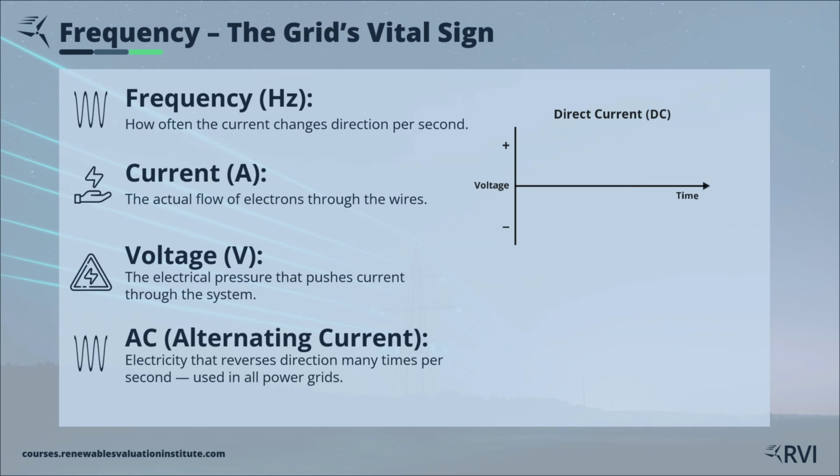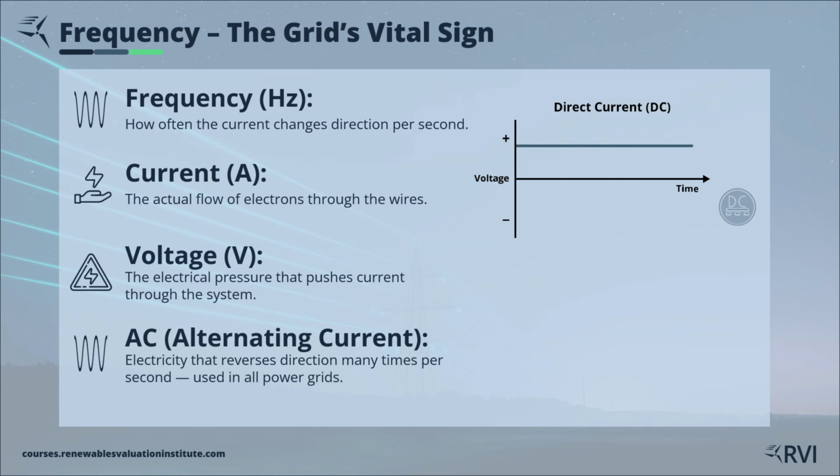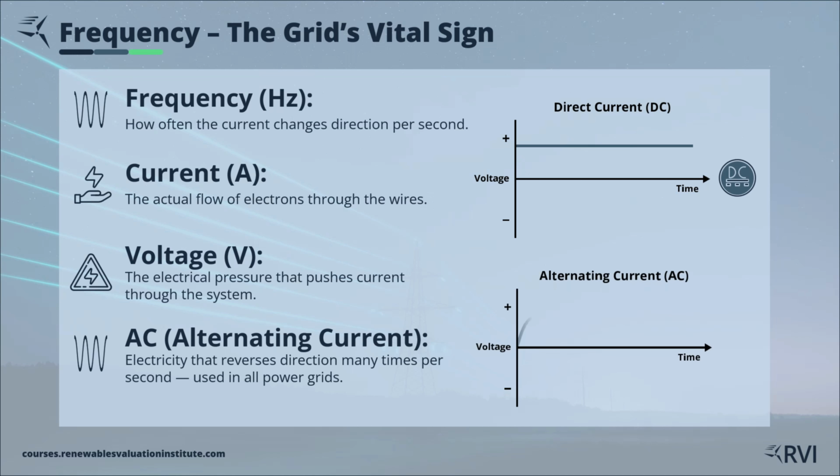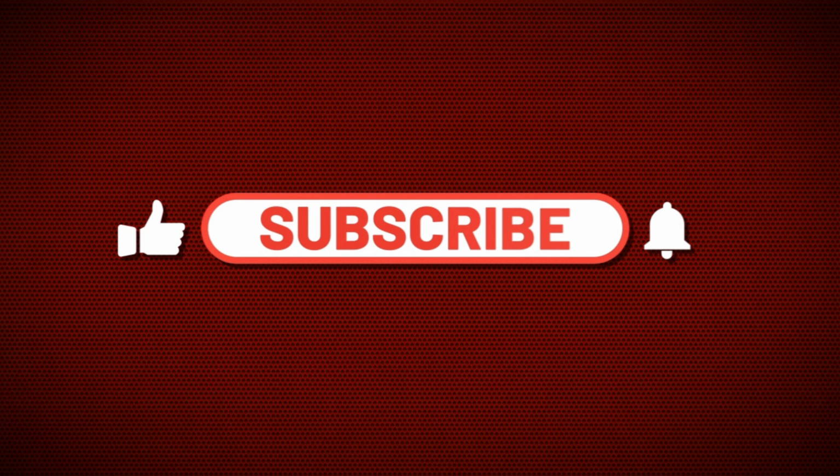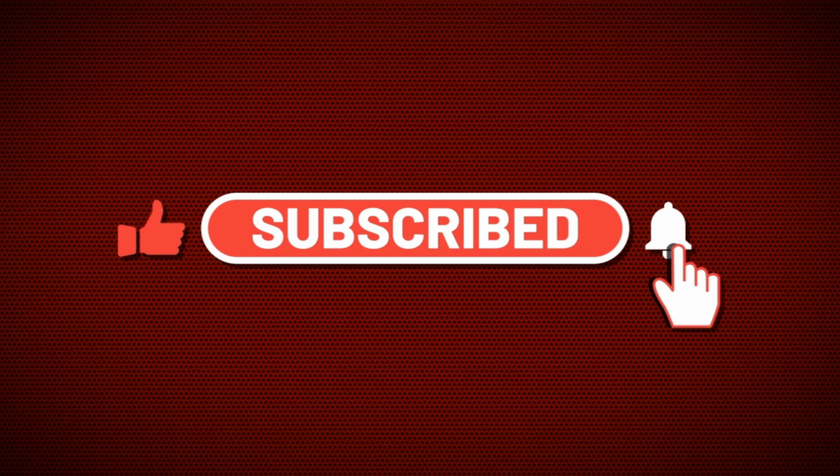In direct current, or DC, the flow is steady, which means the voltage stays flat over time. In alternating current, AC, voltage swings up and down, reversing direction again and again. Voltage is shown on the vertical axis, time on the horizontal, and frequency is how many of those swings happen each second. Maintaining that frequency is essential.